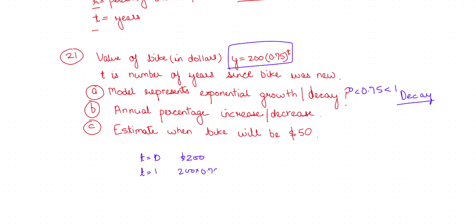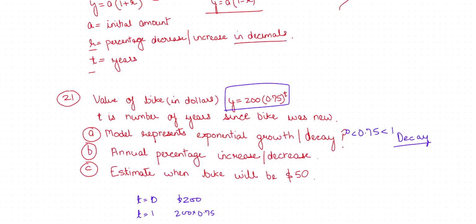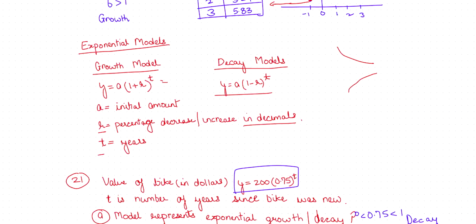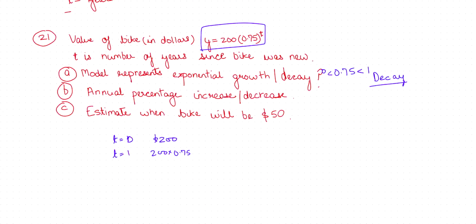So what is the annual percentage increase or decrease? As we see from here, it is a decay model. So we will use this. Okay, so it will be the B part.